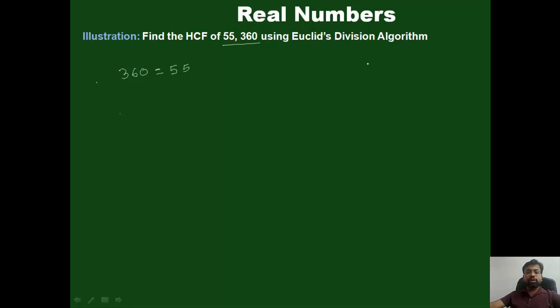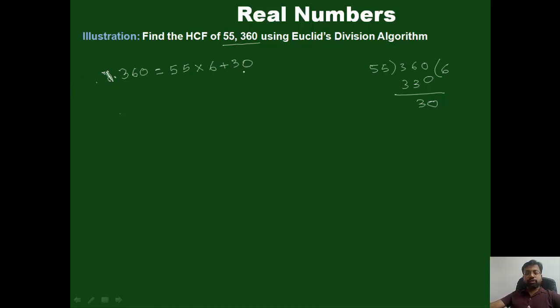55 into the quotient. So how do you find it out? You simply divide it. If you go with 6, you get 330 here, and 30 is the balance. But when you use 7, the number would come out to be bigger than 360. It will be 385. So the quotient is 6 and the remainder is 30. So what do you have here? 360 is equal to 55 into 6 plus 30. This is the first step of the Euclid's division algorithm.